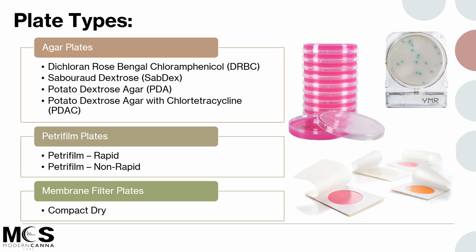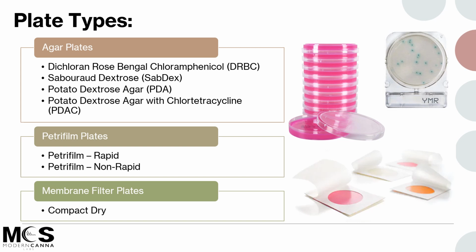And the rapid plate is going to result in colony growth in a shorter time period, while the non-rapid plate needs a longer incubation period to see that colony formation. The final plate type I would like to discuss is the membrane filter plates, which are smaller petri dishes that contain a nutrient pad that has the proper culture medium present that has been dehydrated. And when the sample is added, it will evenly disperse across the plate, rehydrating that media that's needed to successfully grow the microbes that are present.